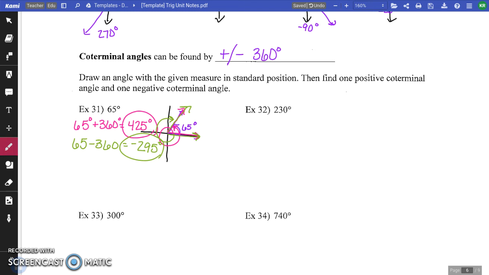Okay, so let's go to 230. Now you don't have to draw these. I'm just drawing it so you can kind of see what I mean here. So 230 degrees would be past 180, but not to 270 yet. So here would be a 230 degree angle.